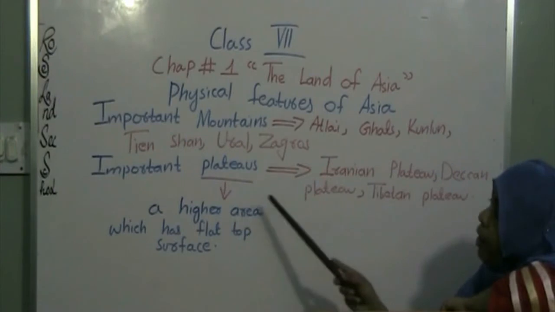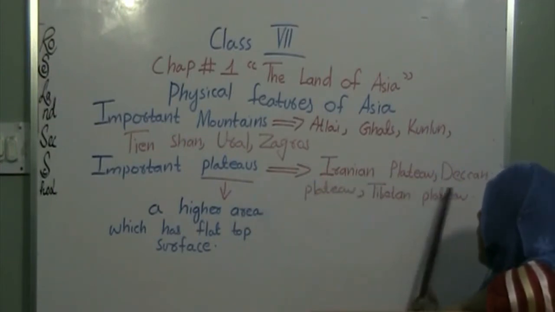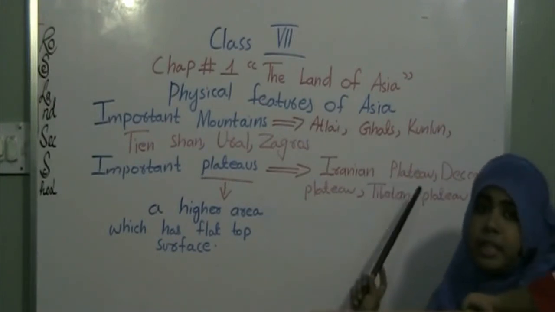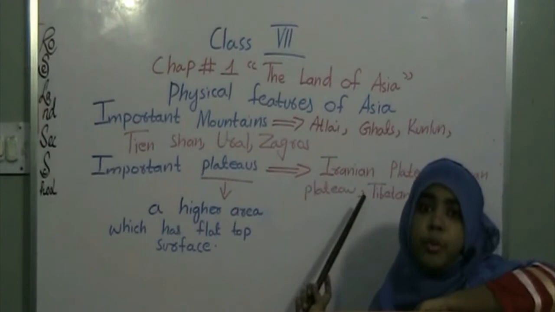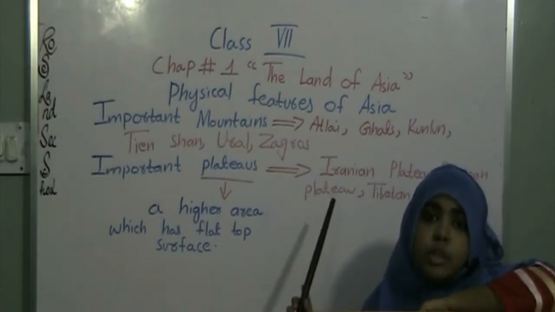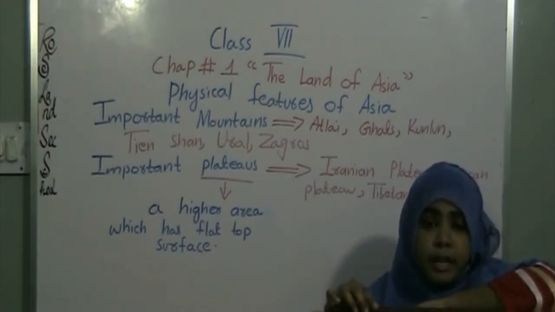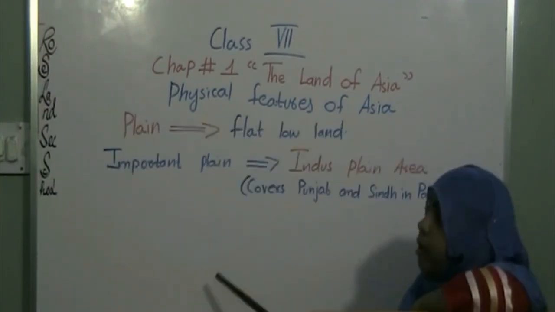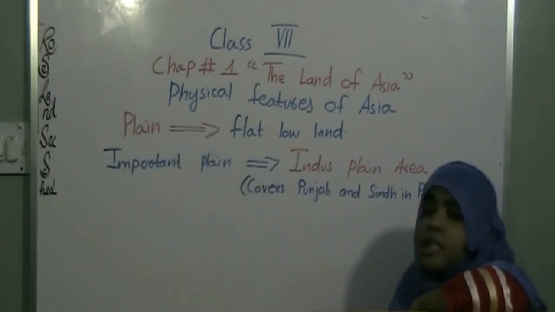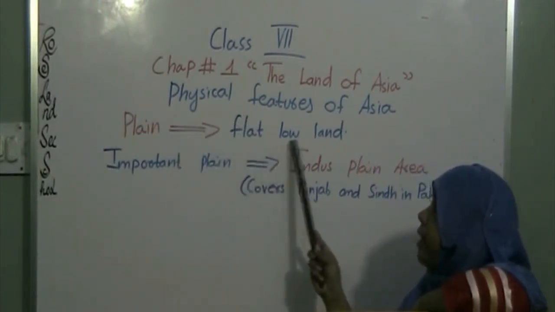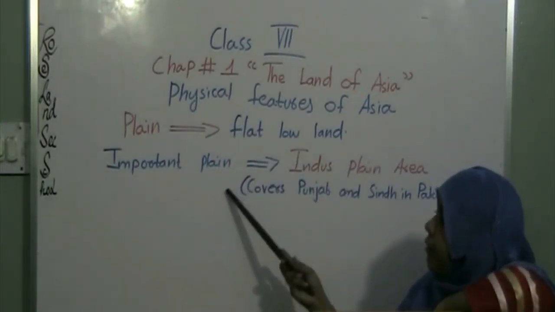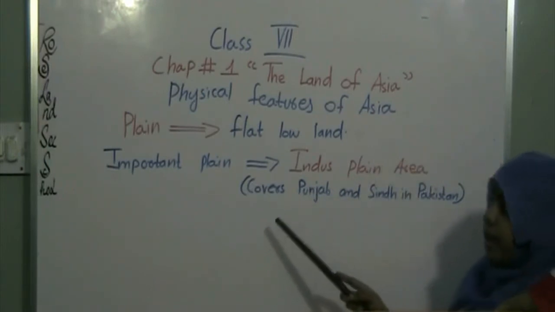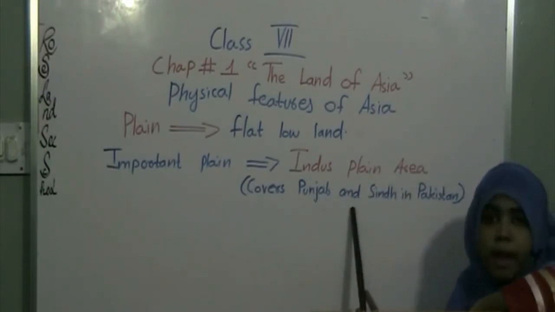And class, the important plateaus of Asia are the Iranian plateau, Deccan plateau and Tibetan plateau. Among these 3 plateaus, the Tibetan plateau is the highest, and it is also known as the roof of the world. It is on such a height that it is called the roof of the world. Now class, we have plains. What are plains? A plain is a flat lowland. The important plain of Asia is the Indus Plain area, and in Pakistan, it covers Punjab and Sindh.